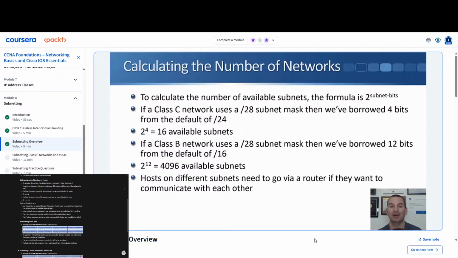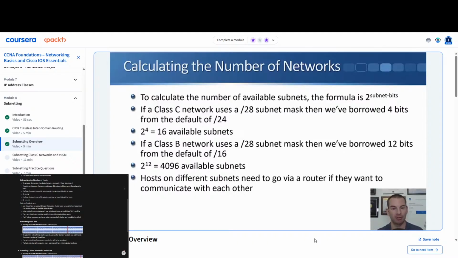So if a Class C network uses a /28 subnet mask, then we've borrowed 4 bits from the default of 24. Okay, normal Class C mask is a /24. If we change that to a /28, the difference between 24 and 28 is 4. The way we calculate how many subnets we're going to get by doing that is 2 to the power of the amount of subnet bits that we borrowed. So we borrowed 4 bits for the network portion from the host portion. To see how many networks we're going to get, it's 2 to the power of 4.